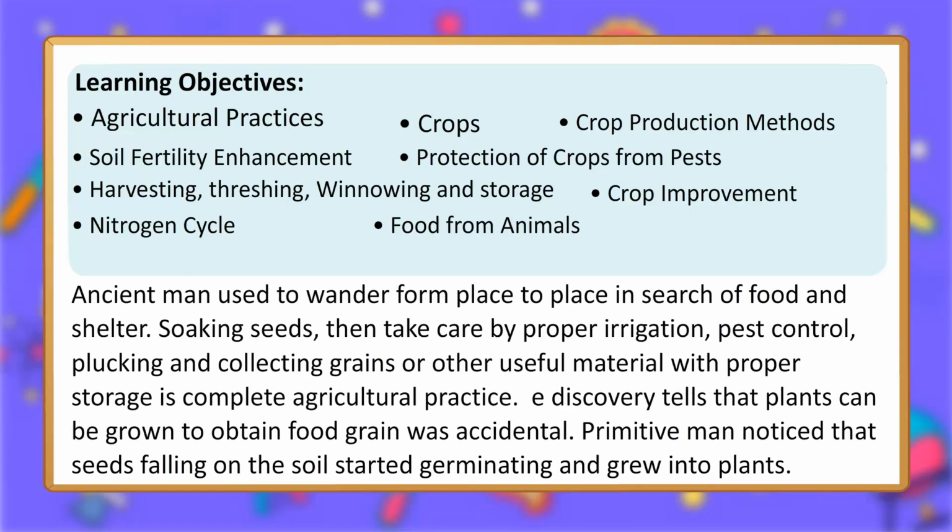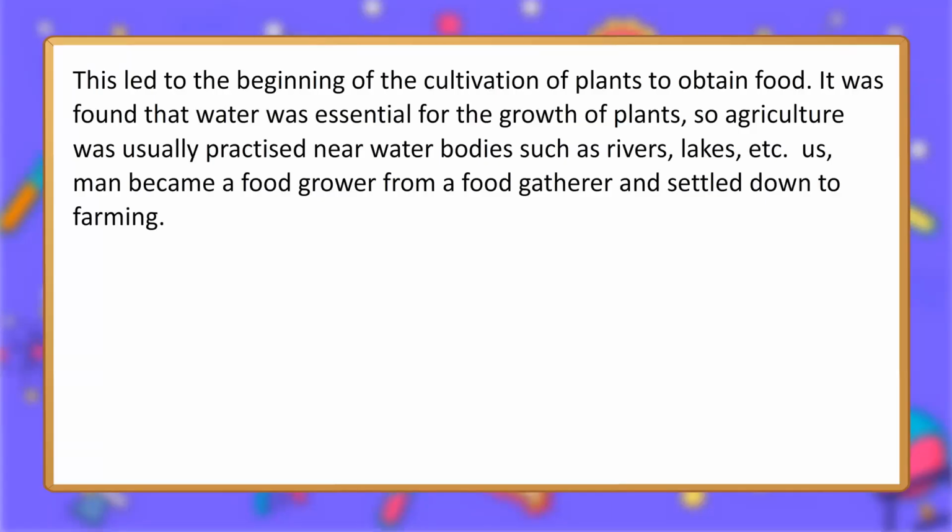Ancient man used to wander from place to place in search of food and shelter. Soaking seeds, then taking care by proper irrigation, pest control, plucking and collecting grains or other useful material with proper storage is complete agricultural practice. The discovery that plants can be grown to obtain food grain was accidental. Primitive man noticed that seeds falling on the soil started germinating and grew into plants. This led to the beginning of the cultivation of plants to obtain food.